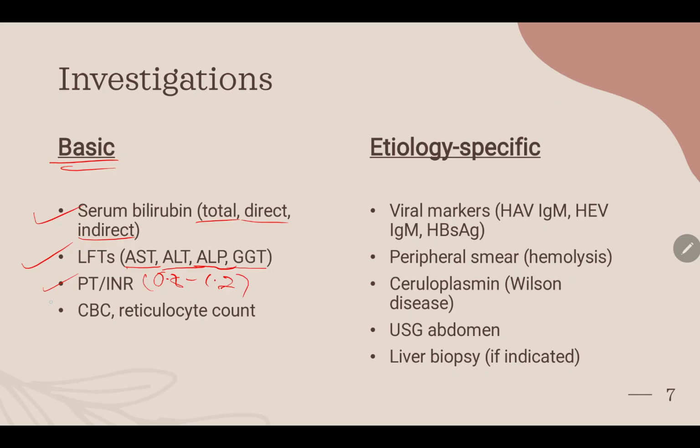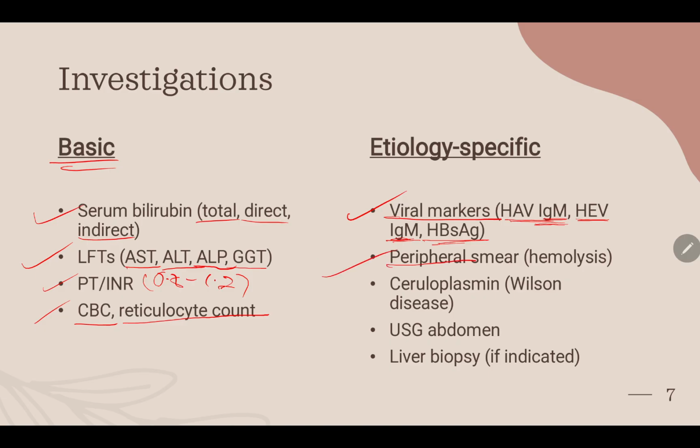Then you have CBC, complete blood count, and reticulocyte count to check if the erythropoiesis is happening properly or not, and severe breakdown or G6PD deficiencies and all. Then etiology specific, so you can go for viral markers. The most common viral markers which you can see if there is any viral pathology: hepatitis A virus, you can see immunoglobulin M, and hepatitis E virus, you can see again immunoglobulin M. And for hepatitis B, we have HBsAg. This is also a very important marker because it can be a cause.